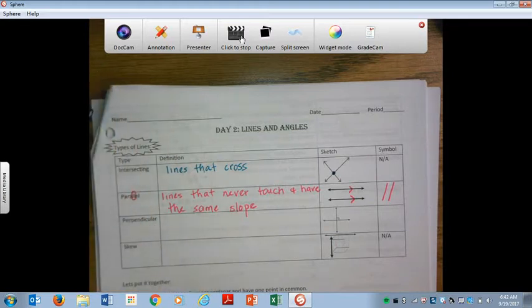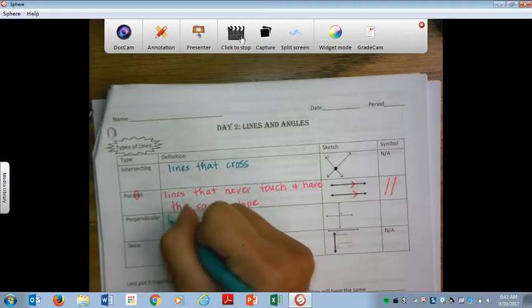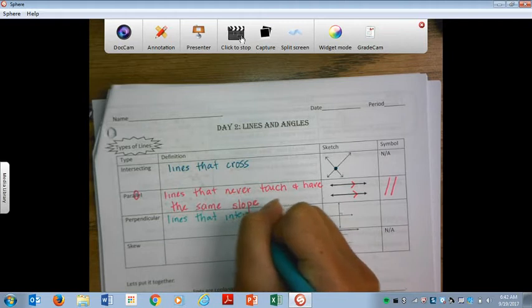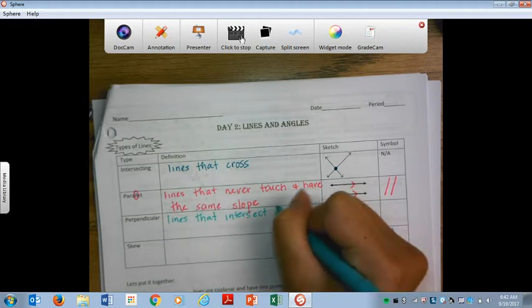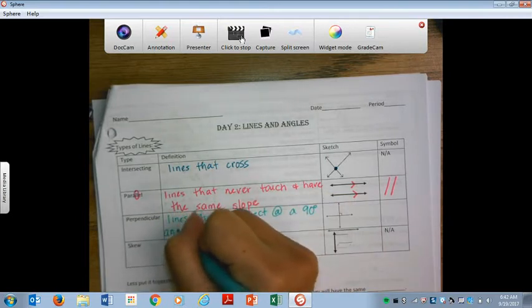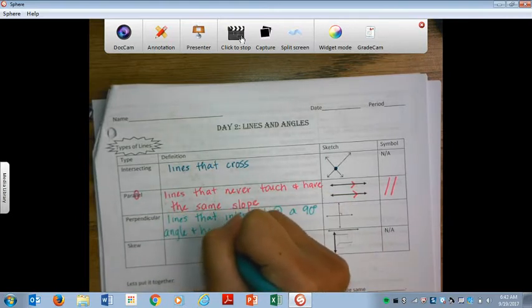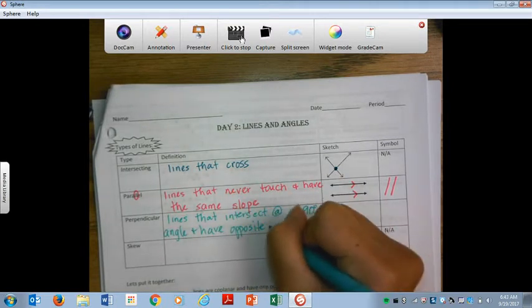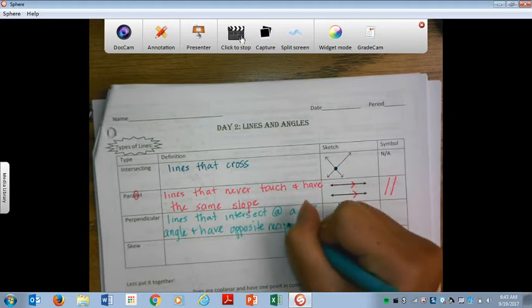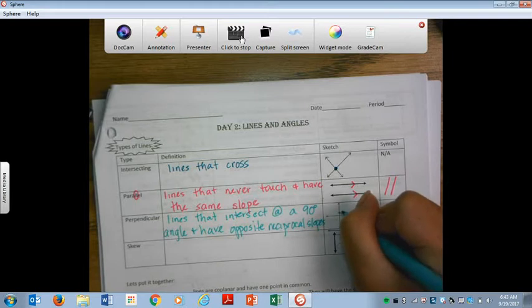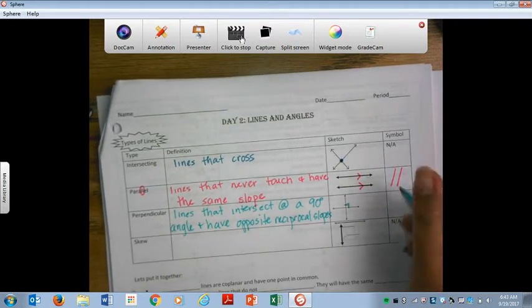Perpendicular are lines that intersect at a 90-degree angle and have opposite reciprocal slopes. Okay, so here it is, 90 degrees. All right, and the symbol for perpendicular is an upside down T.